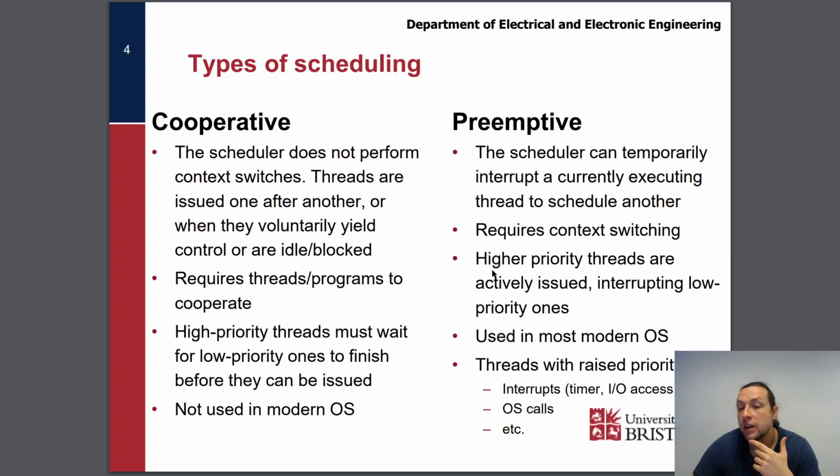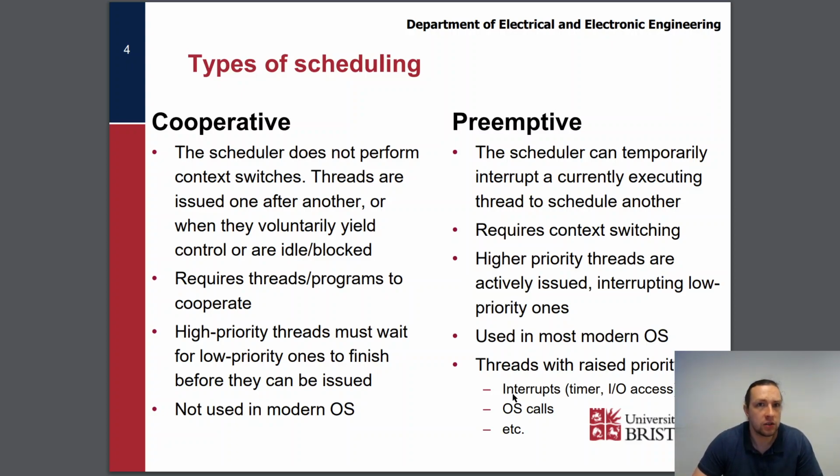It requires context switching here. Higher priority threads are actively issued, interrupting low priority ones. This is used in most modern operating systems, and examples of threads with raised priority that can immediately preempt others, right? So interrupts, whether it's some timer or I/O call, operating system calls, and others. So complex operating systems have a lot more advanced features where things need to happen immediately.